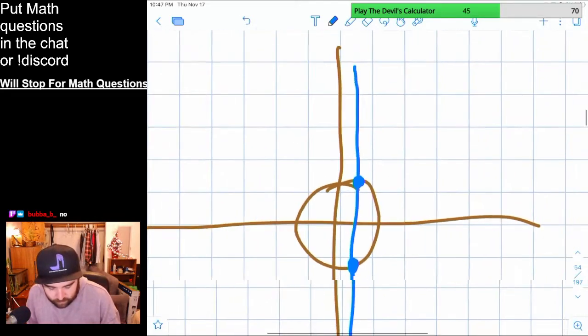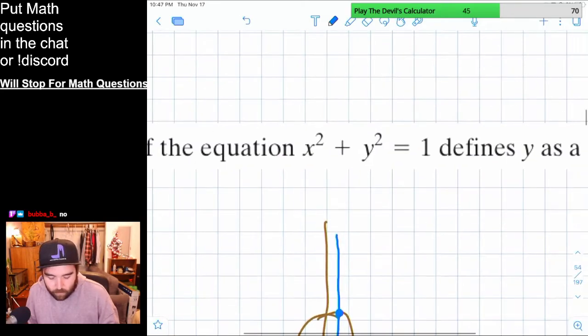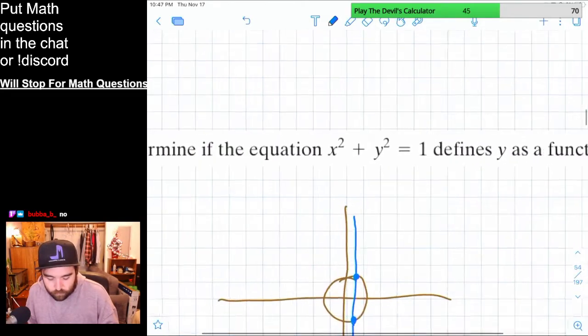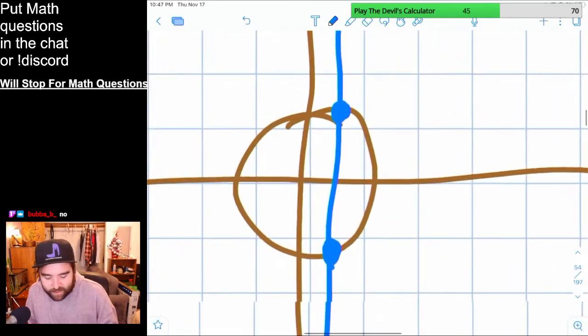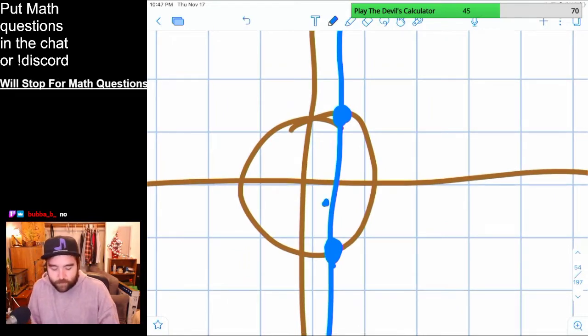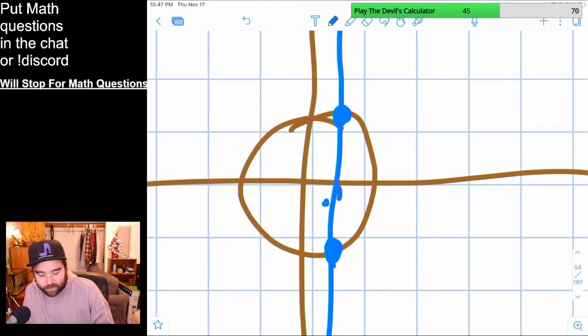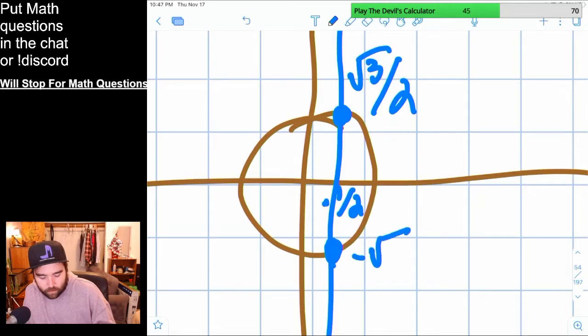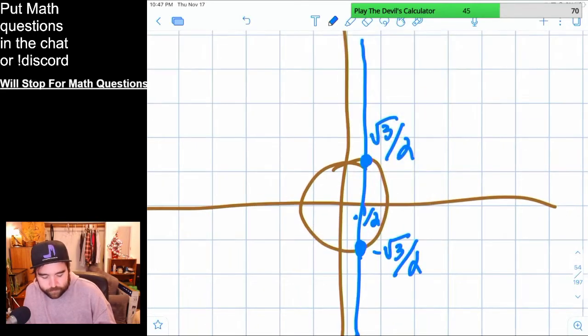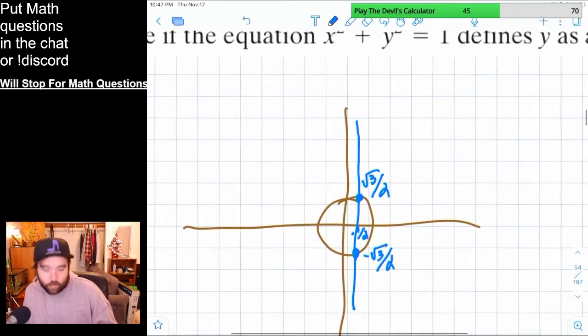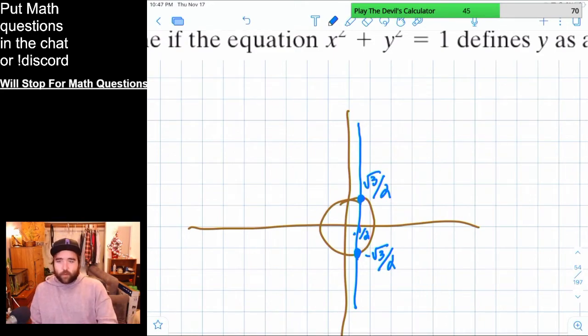And you can clearly see there, I guess I can say exactly what it is. This is like x equals 1/2. This is like y equals √3/2 or -√3/2. And we can just see that from the vertical line test if we know what the graph looks like.